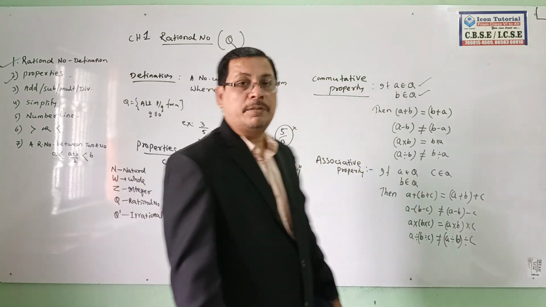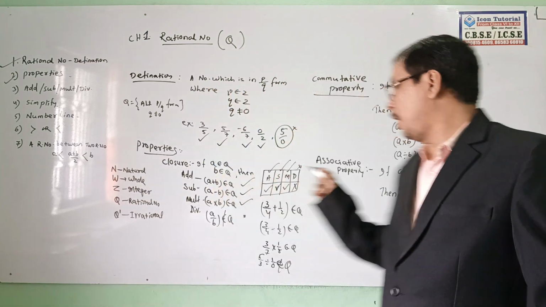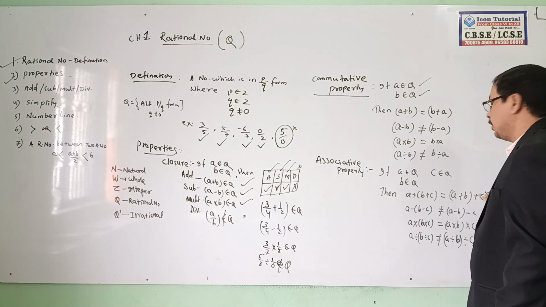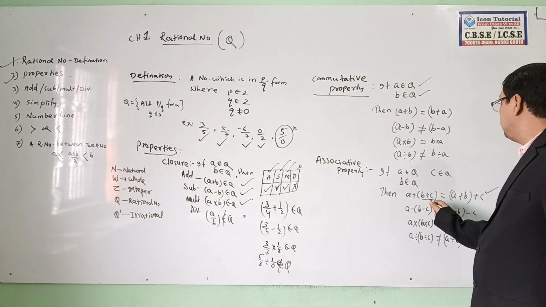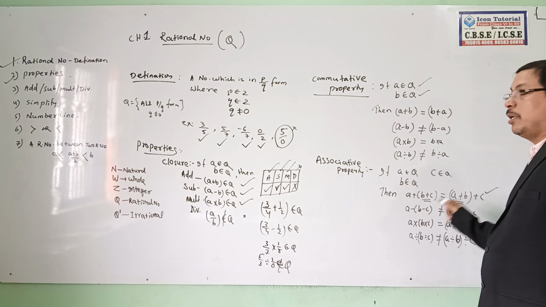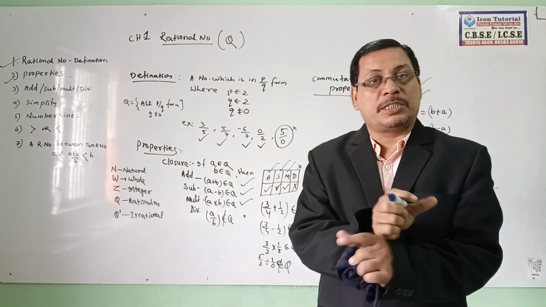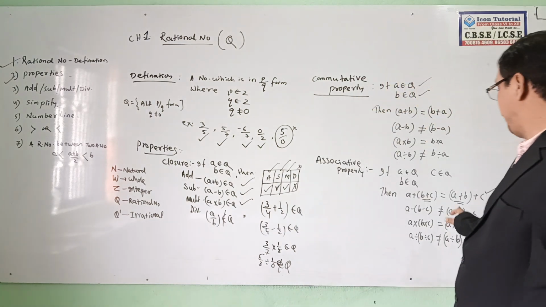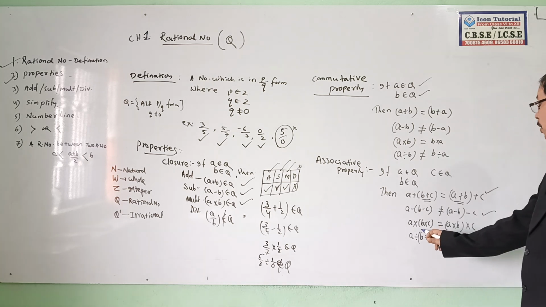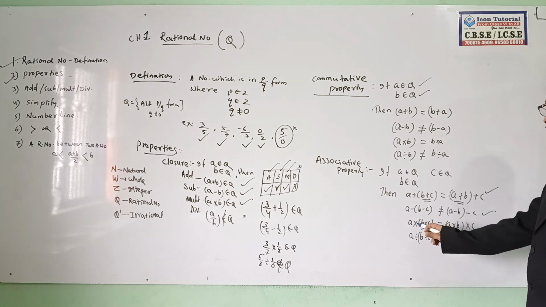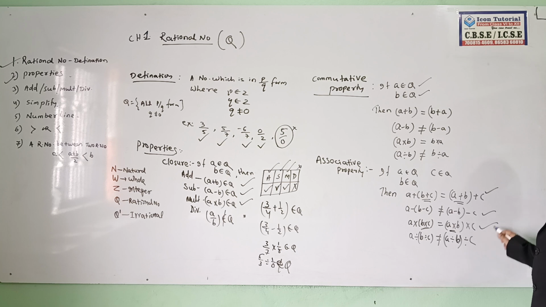If two numbers are added and then the third number is added, the result does not change by changing the grouping. Here B plus C is grouped, here A plus B is grouped. If the numbers are added in a different grouping, then the answer will be the same. Similarly, for minus, it will not be the same. Similarly, for plus, with 3 numbers, it will be the same. Similarly, for division, it will not be the same.